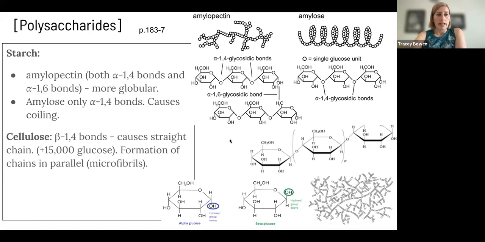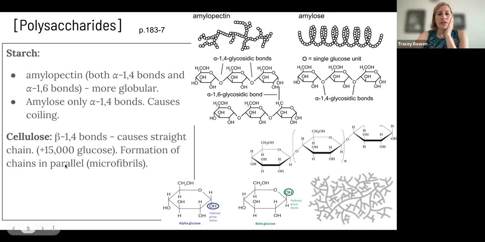Cellulose has beta-1,4 bonds. Alpha and beta glucose are structurally a little different in that their OH groups are positioned differently. If you look down here, for carbon number 1, beta glucose has the OH group up top, and alpha glucose has the OH group down below. That is the difference between an alpha 1,4 bond and a beta 1,4 bond. Cellulose is a straight chain of about 15,000-ish glucose molecules.